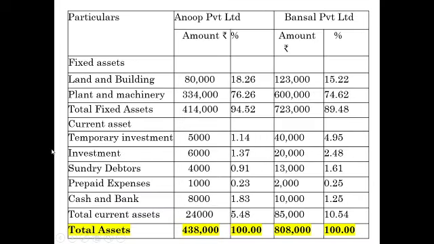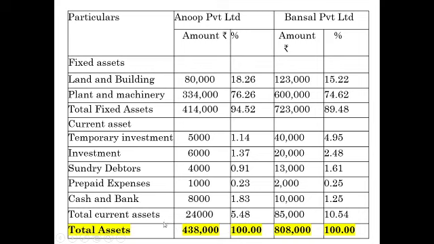Now, in the first column, write the amount given in the problem. Now in the next column, we need to find out the percentage of that individual asset with respect to the total. Now, the total assets in this problem, in the case of common size, should be considered as 100.